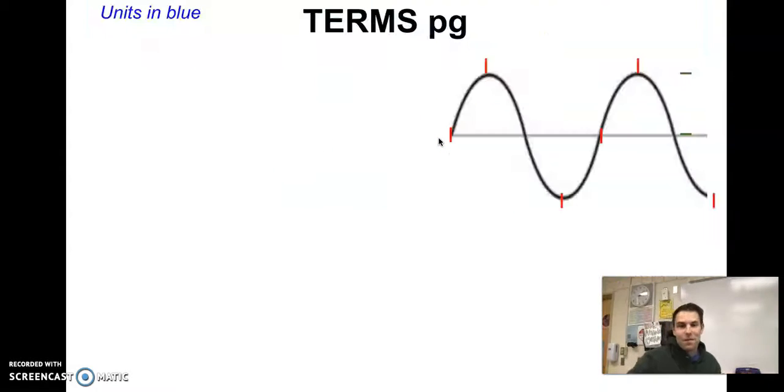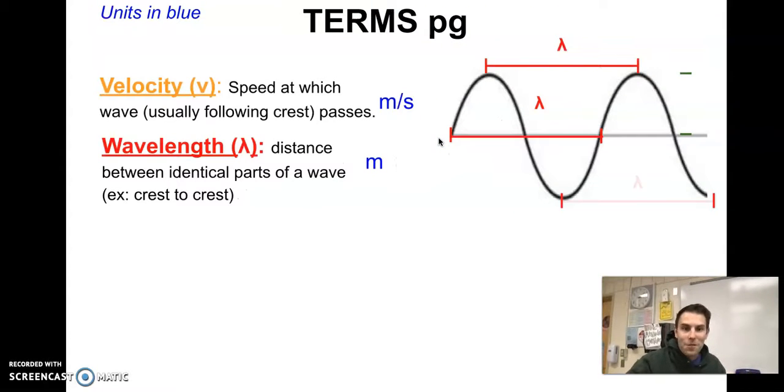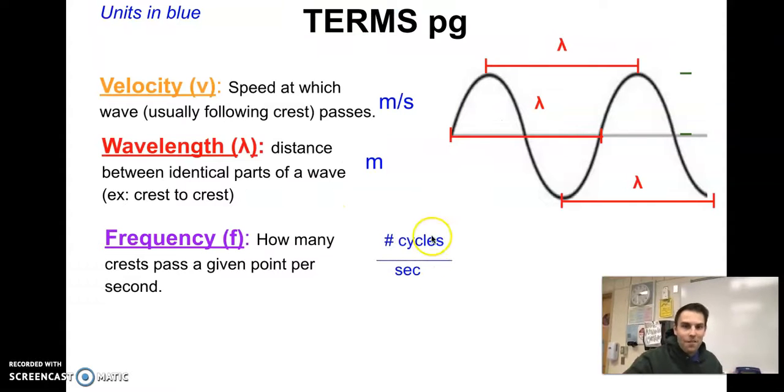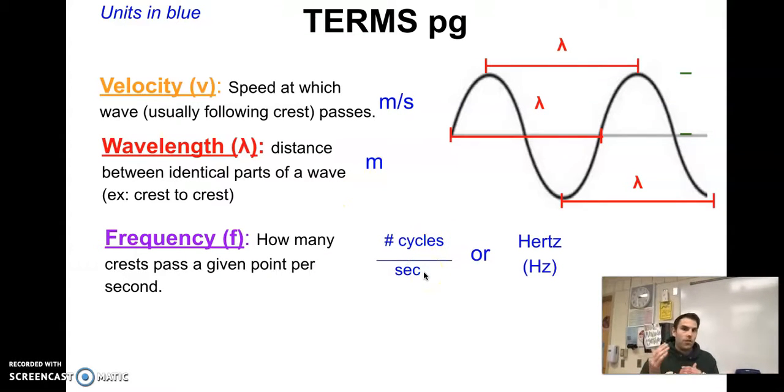So that's telling me, if I go back here for my units, that my frequency was 4 cycles over 10 seconds. We usually measure frequency in hertz. That denominator is always a constant 1 second.